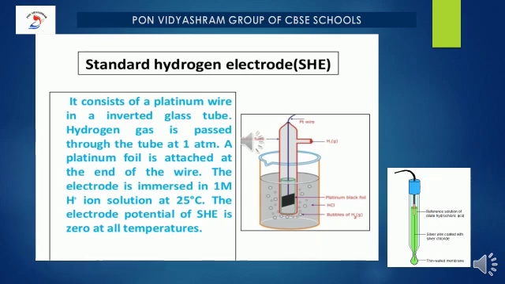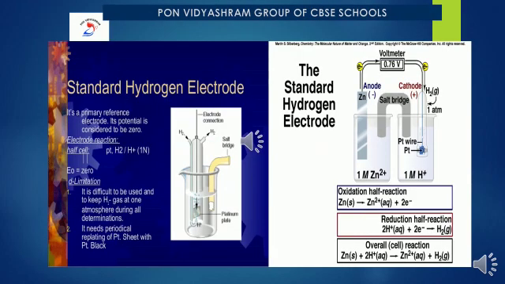The electrode potential of SHE is 0 at all temperature. Please, this is a most important point, note it down. The electrode potential of SHE is 0 at all temperature. And in the previous slide, you have learned how to write the representation of this half cell. Using this value, we can calculate all other potentials because this value will be considered as a standard one. Standard hydrogen electrode is a primary reference electrode.